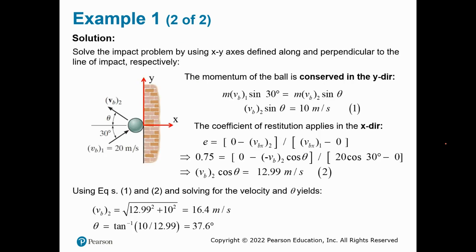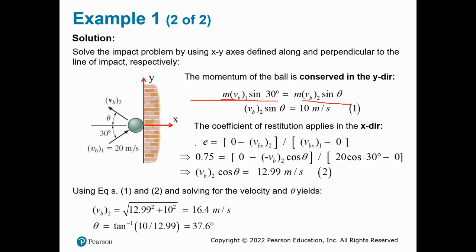Now, we know in the y direction, the momentum of the ball is conserved. VB1 sine 30, VB2 sine theta, we don't know that angle. So we can get VB2 sine theta equals 10 meters per second based on this equation. We don't know the angle, but we know the y value should be the same before and after the impact.